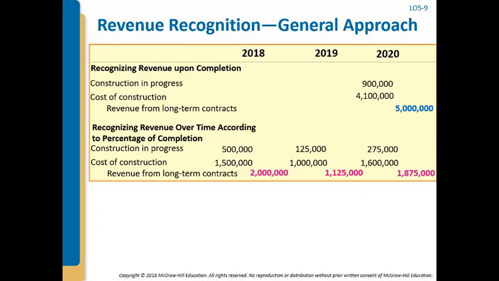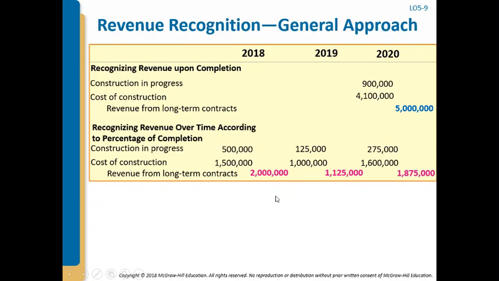So construction in progress, 900,000, debit, cost of construction, 4.1 million, and revenue from long-term contracts, 5 million. Now, down below, this is how it's normally done when you're recognizing revenue over time, which is most construction contracts. And we'll look at how you figure out these amounts in a minute.